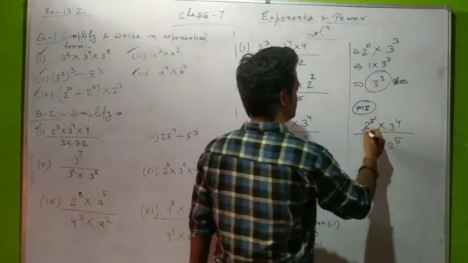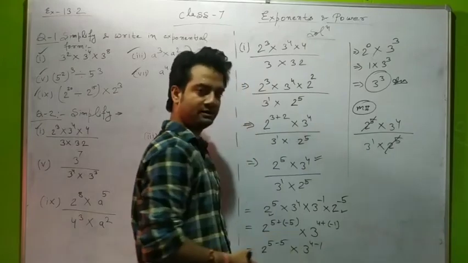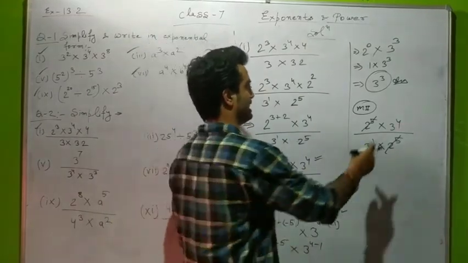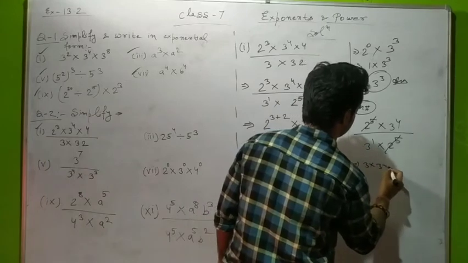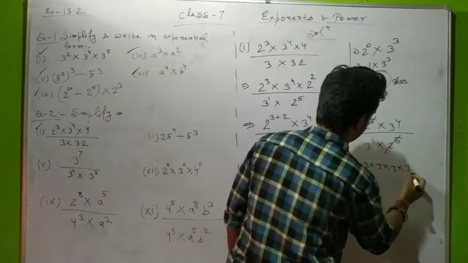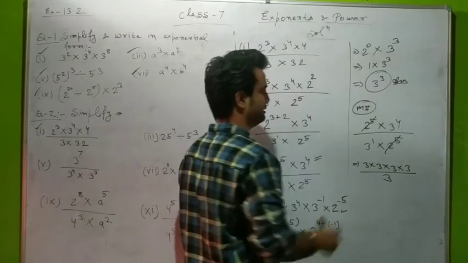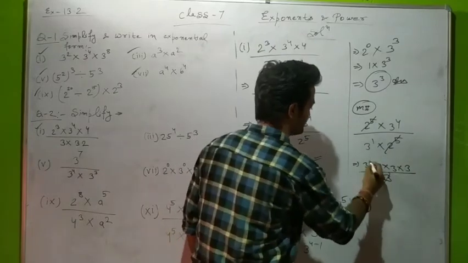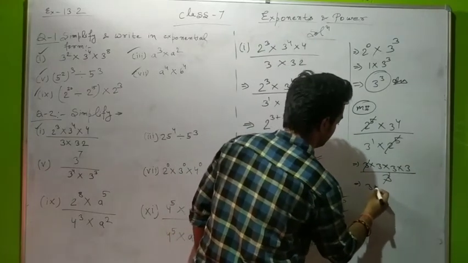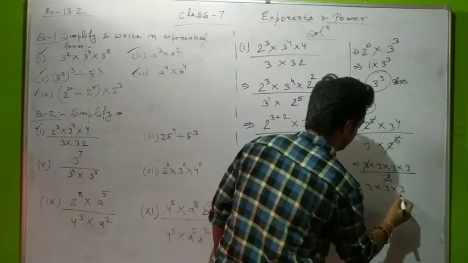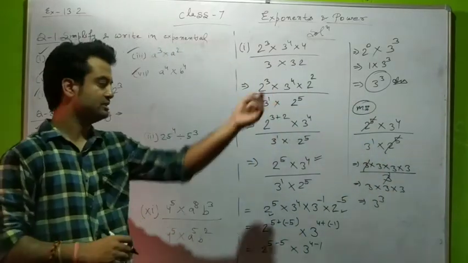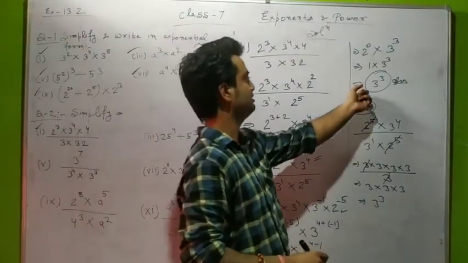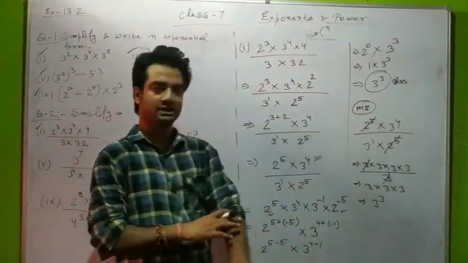From here, 2 raised to the power 5 cancels 2 raised to the power 5. Now, expand 3 raised to the power 4. So it becomes 3 into 3 into 3 into 3 whole upon 3. 3 cancels 3. What is left? 3 into 3 into 3. That means 3 cube. So in this way also you will get the answer 3 cube.